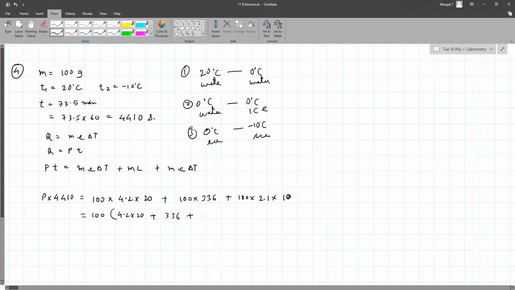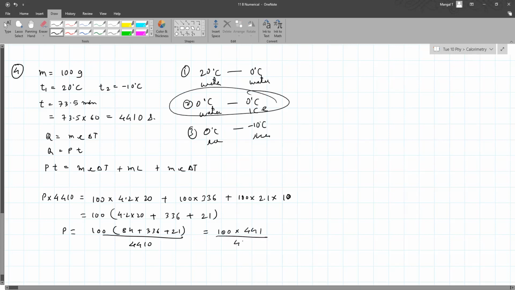This is 336. Sir, we're only taking ML for the second one because of the specific latent heat, right? Yeah, this is the change of state, water to ice. So P will be equal to 100 into, this will be 84 plus 336 plus 21, over 4410. So what we have is 84 plus 336 plus 21. This will get cancelled and power will be 10 watt.